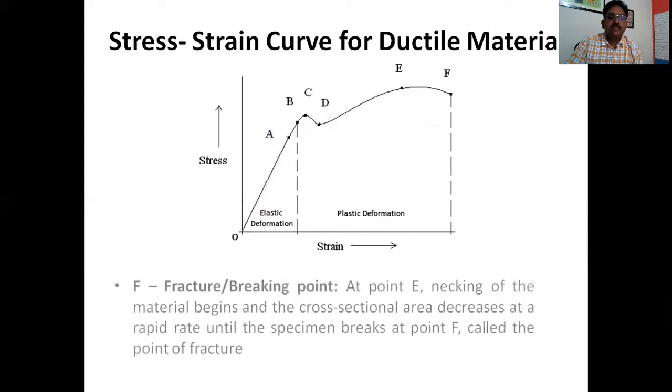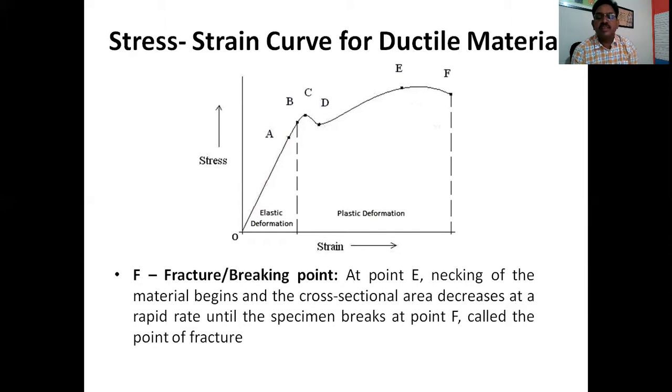The next point is called the fracture or breaking point. At point E, necking of the material begins. Because of elongation, the area gets reduced, and initially the reduction of area is uniform, from beyond B or beyond C. But after E, the material identifies its weak point, and the reduction of area becomes localized at that particular point and gradually increases. It is concentrated only on that area. That's why it is called necking. So at point E, necking begins and the cross-sectional area decreases at a rapid rate until the specimen breaks at point F.